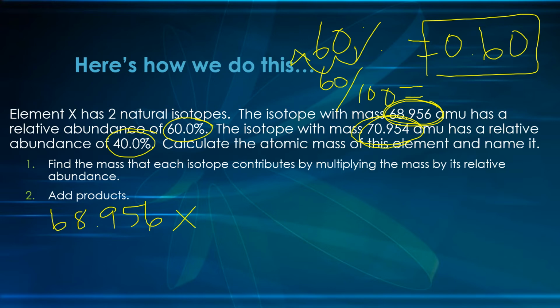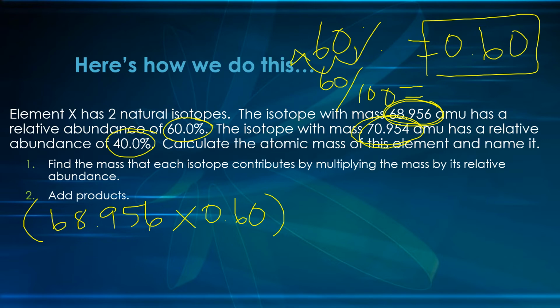So 68.956 times 0.60. That's my first isotope. And in fact, I want to show you what these numbers look like. I am going to pull out my calculator.